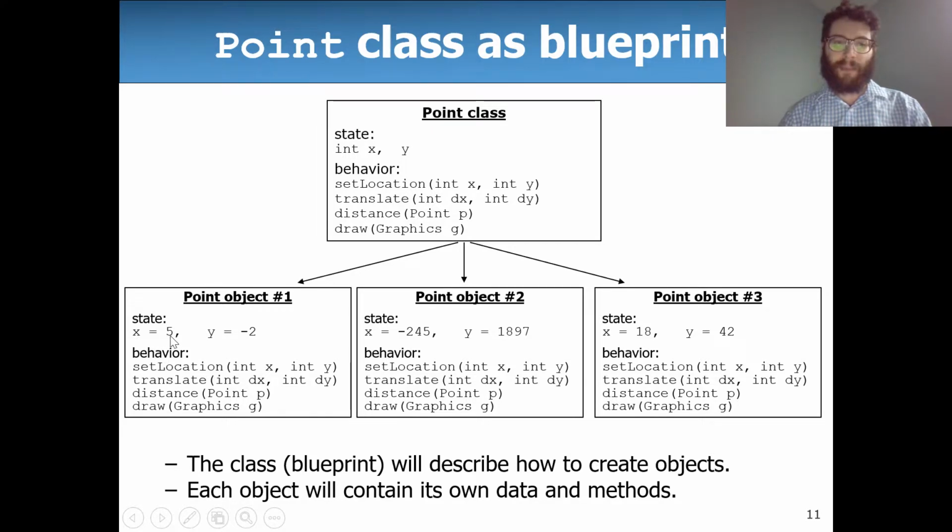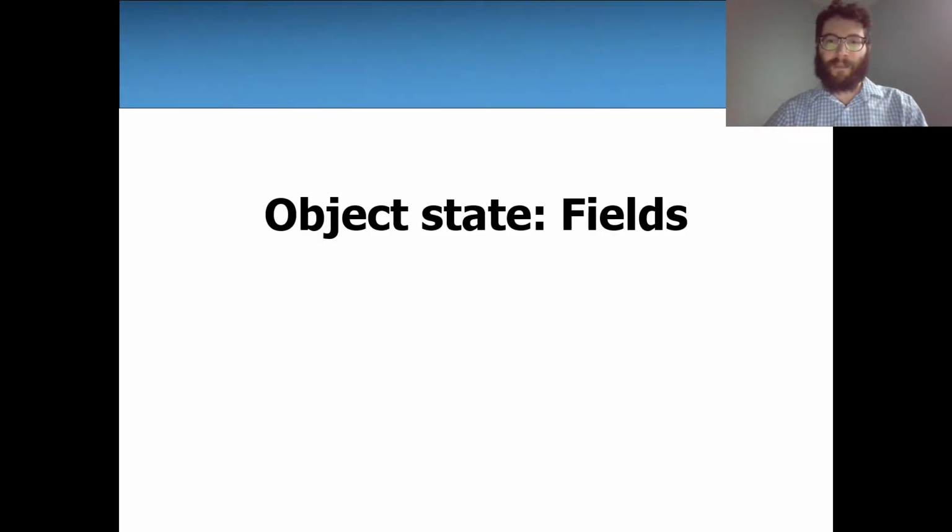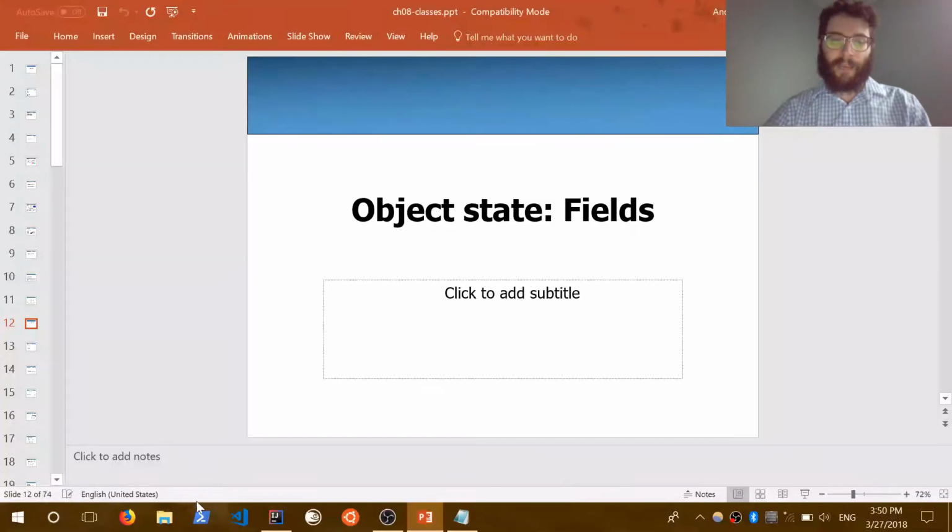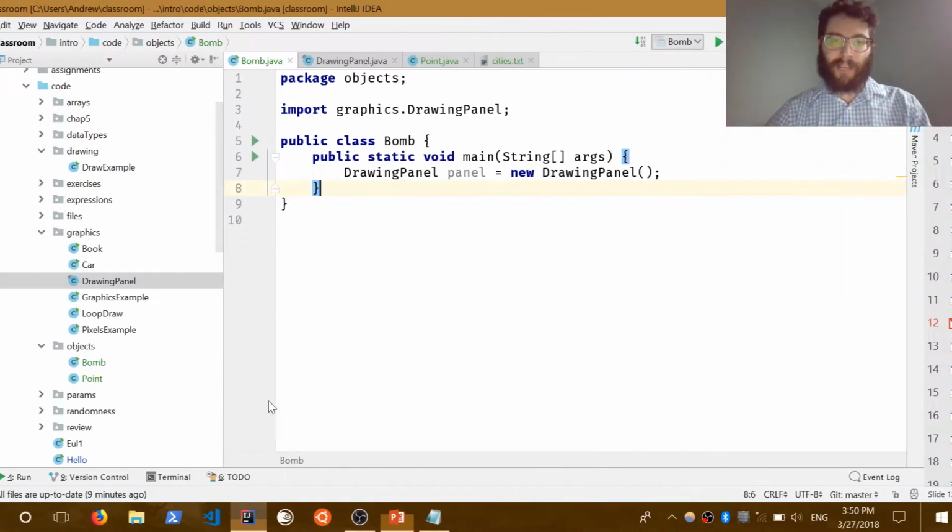We can have a point that's at 5, -2, or -245 and 1897, or one at 18 and 42. So this class describes how to build them. Each object has its own copy of its own individual x coordinate, its own individual y coordinate. So let's go ahead and start by writing a point object.